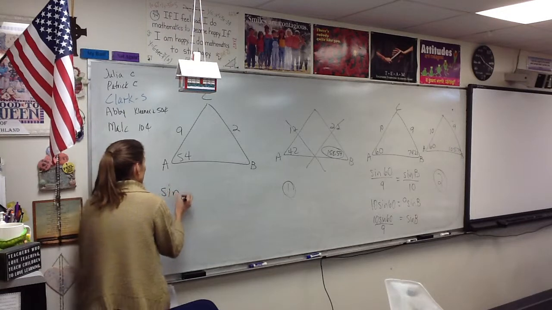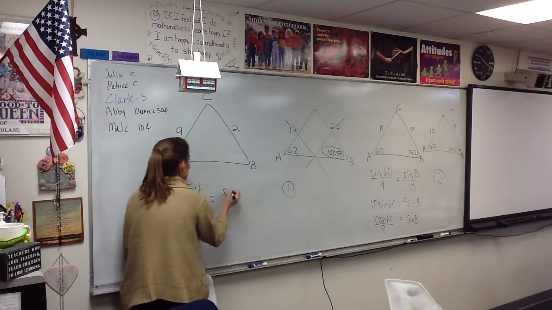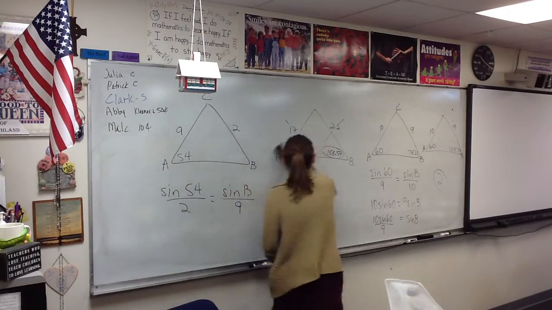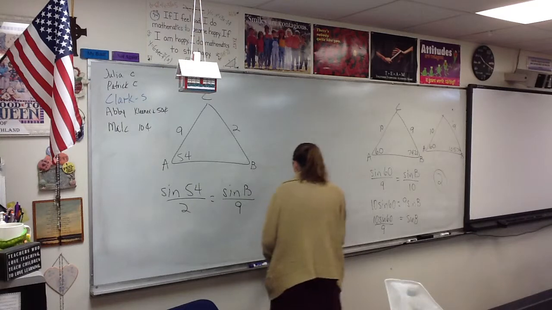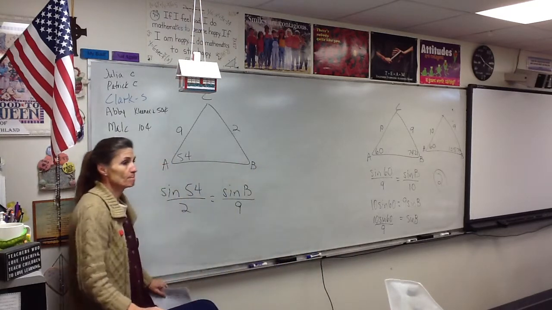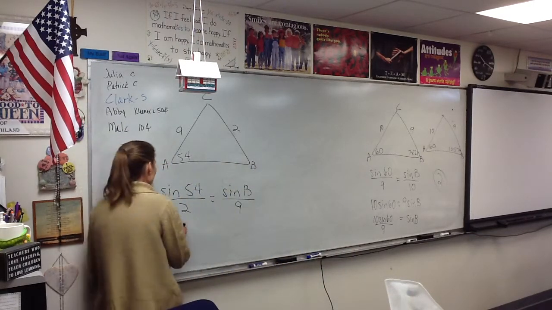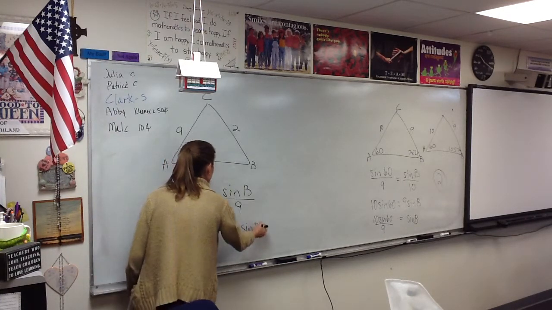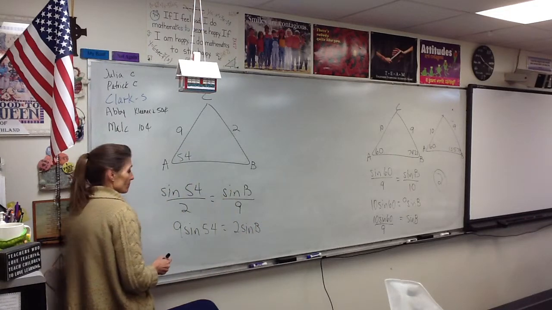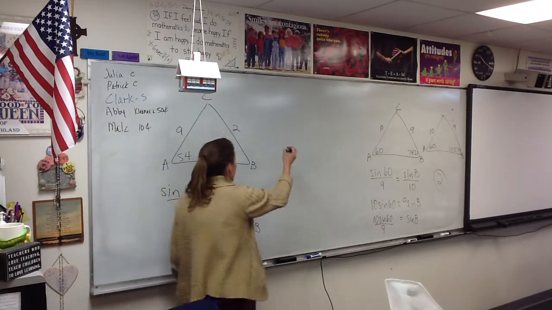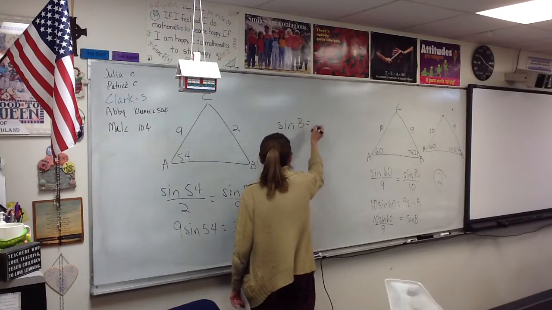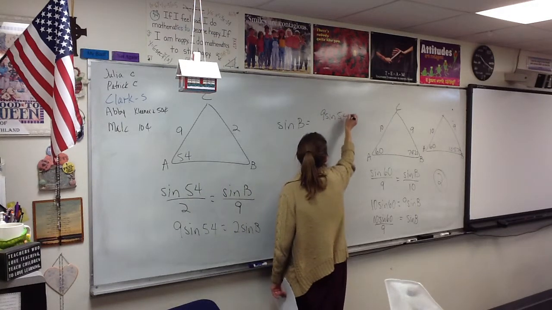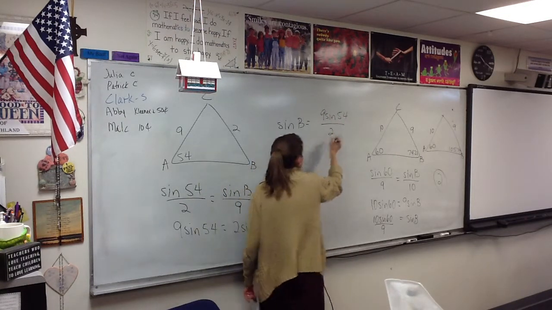Okay, Jabron, what's your setup gonna be? Sine 54 over 2 equals sine B over 9. Perfect. So Jabron has set it up for us. Is everybody good? So 9 sine 54 equals 2 sine B. So the sine of B will equal 9 sine 54 over 2.